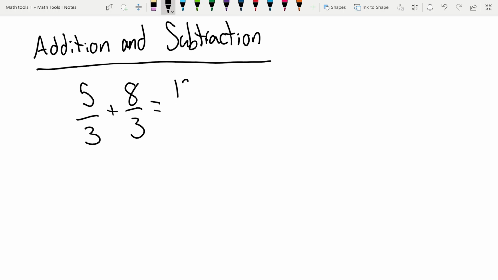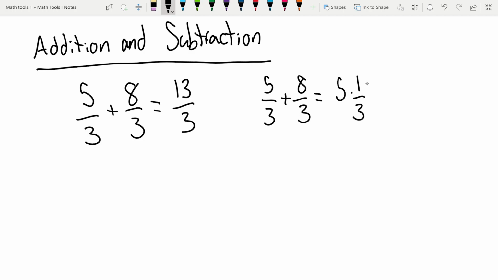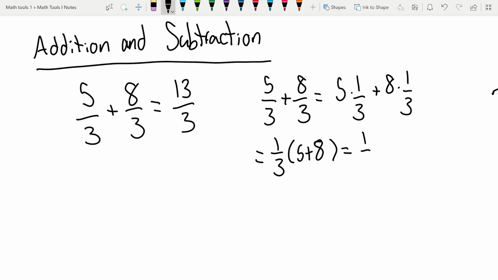then we simply just have to add the top numbers. Okay. So the reason that we're able to do this is because 5/3 plus 8/3, if we think about what we're saying, this is like saying that we have 5 1/3, and that we have 8 1/3, and we want to think about how many do we have total. Well, if we factor the 1/3 out, we have 1/3 times 5 plus 8, right? So we have 13 1/3, which is 13 thirds. Okay.